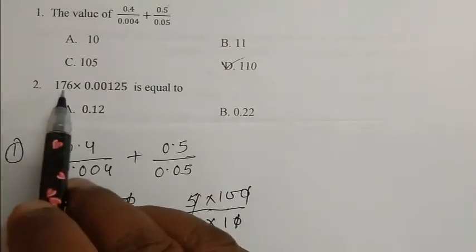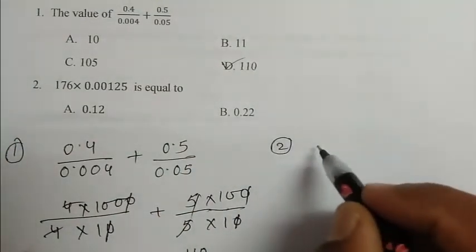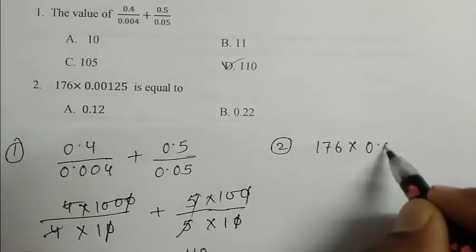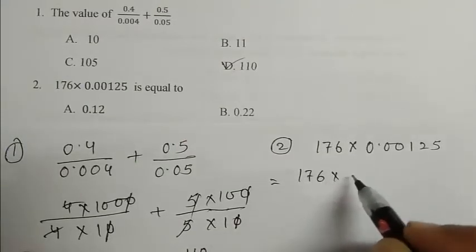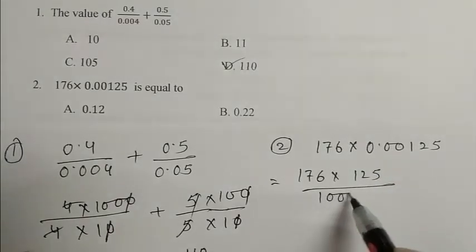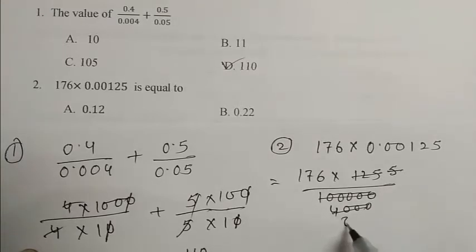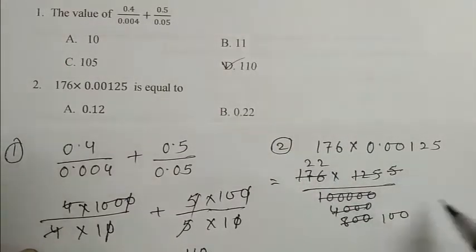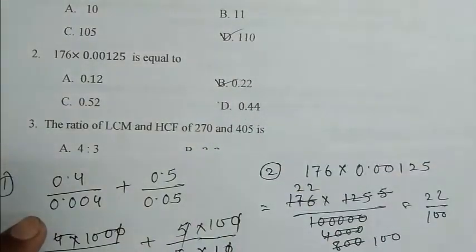Question number 2. 176 into 0.00125 is equal to, so 176 into 125 by 100000, that is 22 by 100, it becomes 0.22. So B is the right answer.